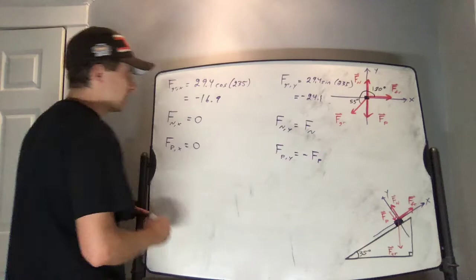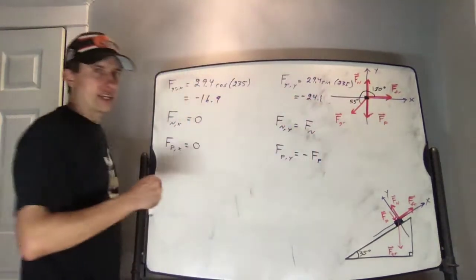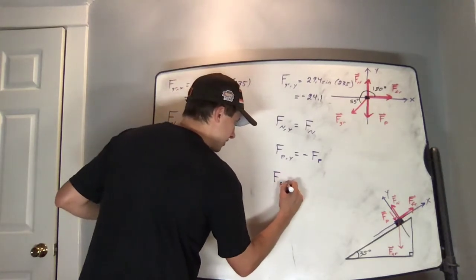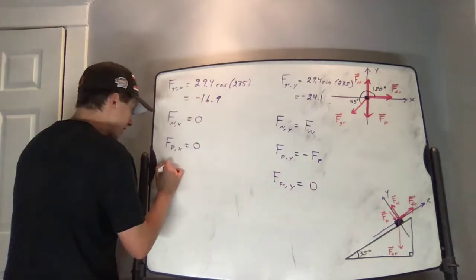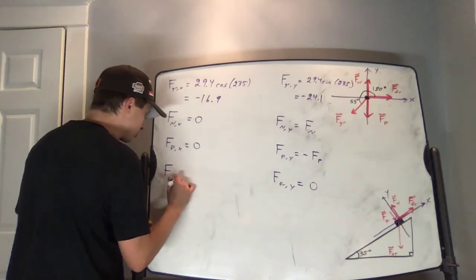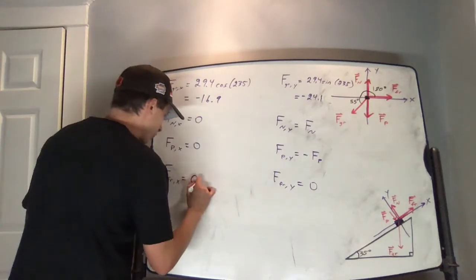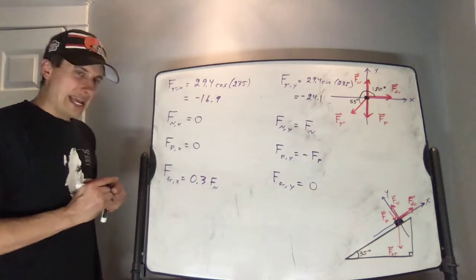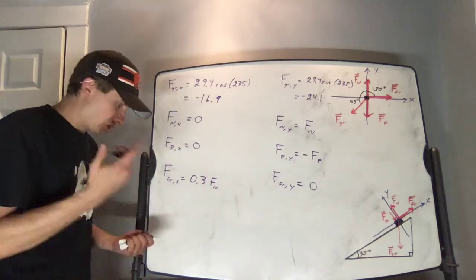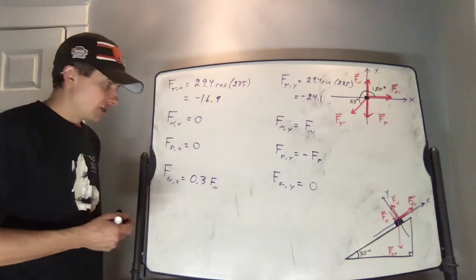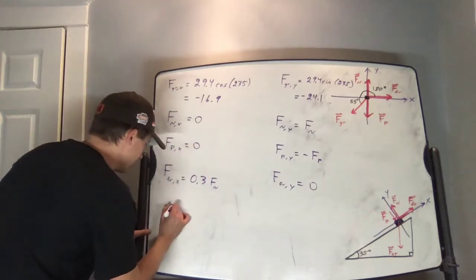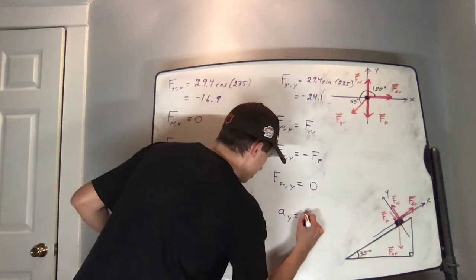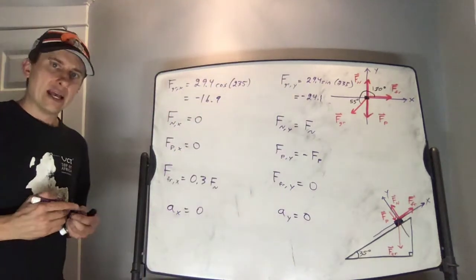Now the force of friction, I see it as entirely in the positive x direction. So I could write the force of friction in the y direction will be 0. The force of friction in the x direction is going to be 0.3 F normal. And if I want to be very thorough, I should also include acceleration. So the acceleration in the x direction is equal to 0. The acceleration in the y direction is equal to 0 as well.